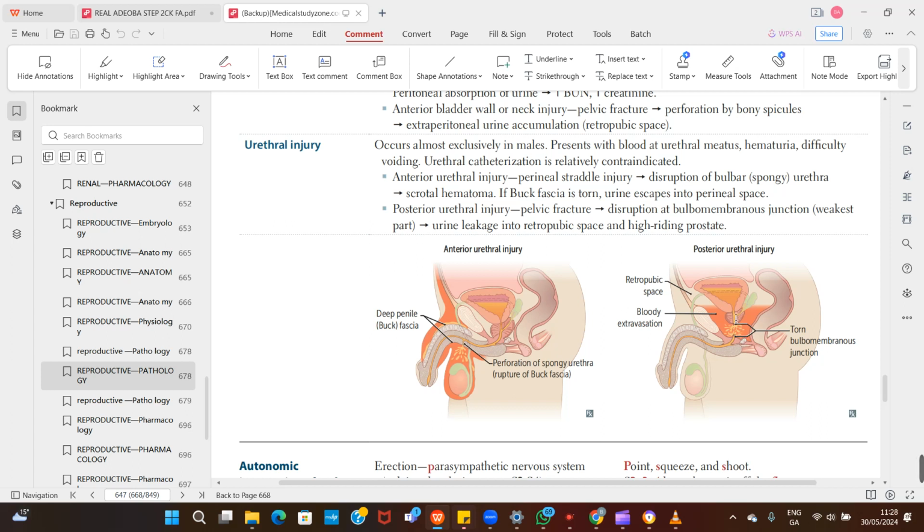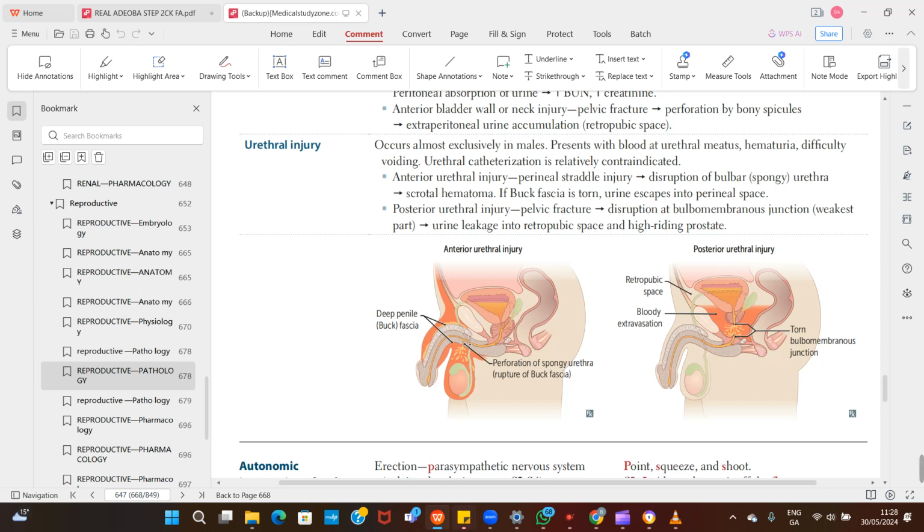So the person is going to present with blood at the urethral meatus. They can have difficulty voiding. They can have hematuria. Most of the time, it might not be gross hematuria, but you can have hematuria. You can have blood at the meatus. They can have difficulty voiding, right? And of course, by the time you do your DRE, you can feel the high riding prostate. So think about a posterior urethral injury.